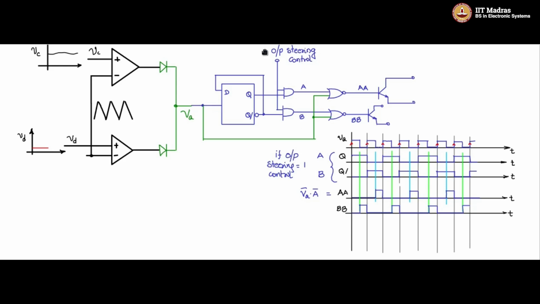Another point you have to note is what happens when the output steering control pin is 0. When the output steering control pin is 0, A and B are 0, this latch and these points are out of action. So VA comes directly to the NOR gates of these two. AA and BB both will be the same except inverted, and you will have a pulse width modulated waveform, both the same, simultaneously. So you can use that to drive a single switch or two switches with enhanced drive capability.